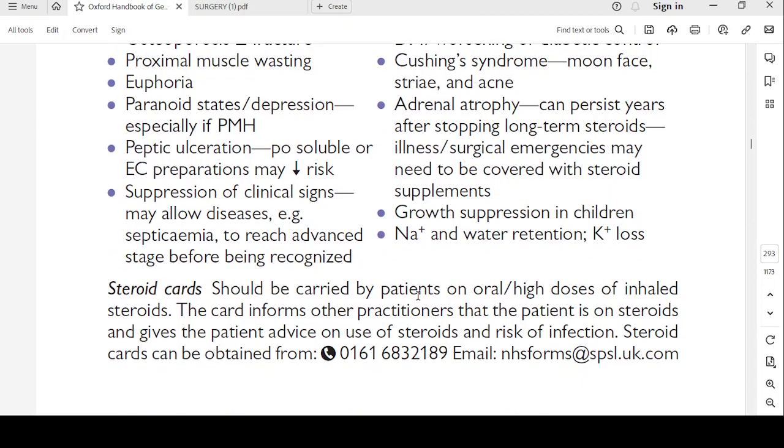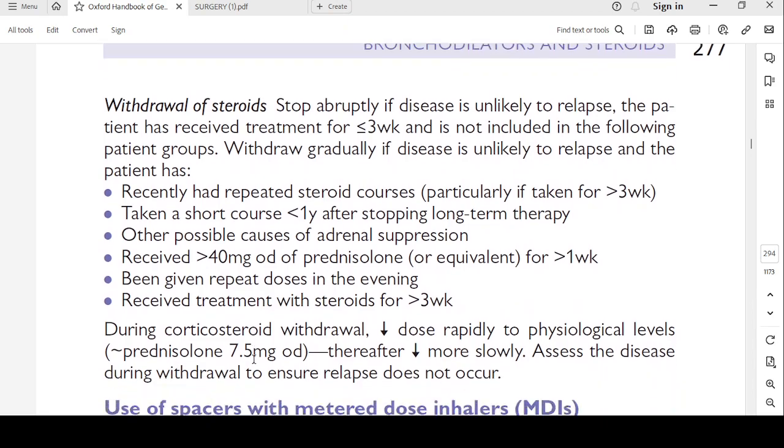Steroid cards should be carried by patients on oral or high dose inhaled steroids. This card informs other practitioners that the patient is on steroids and gives the patient advice on use of steroids and risk of infection. Steroid cards can be obtained from that particular number.